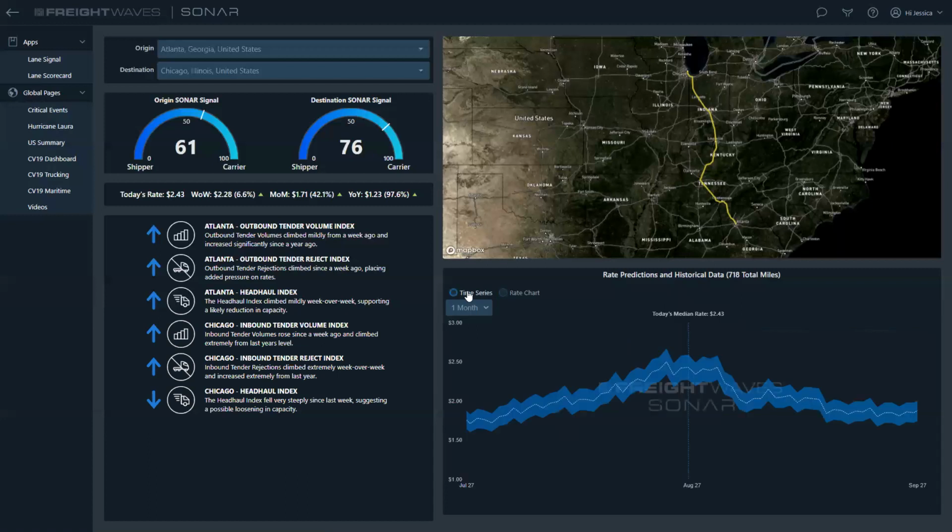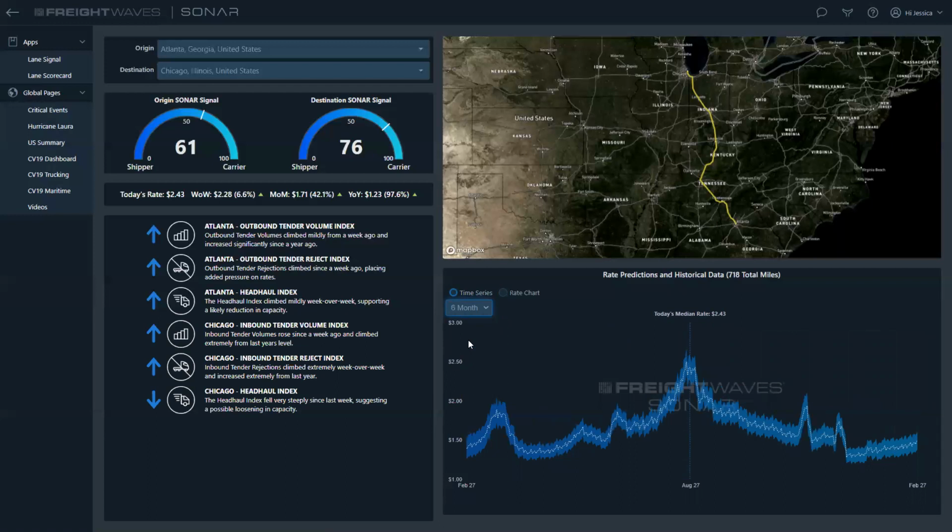Time series is the same thing, but it gives you a 1 month, 3 month, and 6 month look back and forward looking. So you can see here, back in March, we had an increase where it kind of bottomed out here, and then we've been slowly increasing since the beginning of July.